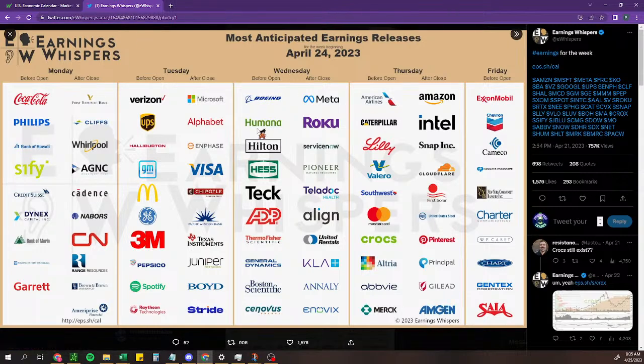But overall, got a big week of earnings. Lots of names that can move the market. Microsoft, Alphabet, Meta, Amazon. These are market movers. Boeing, right?